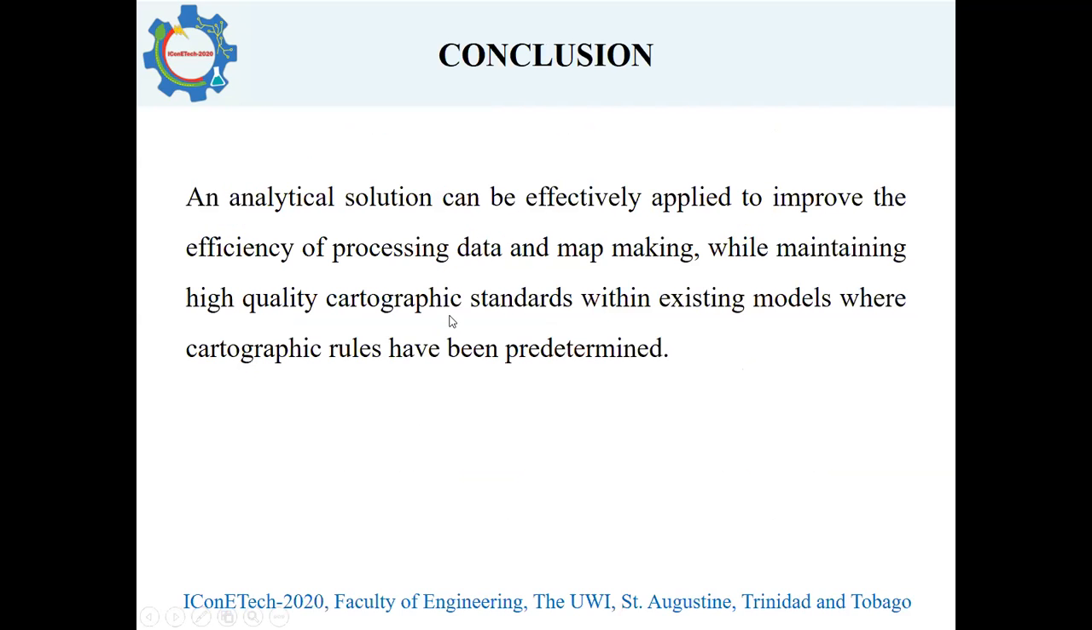Right. In conclusion, the analytical solution was found to be effective, right, and it improved the overall processes of the data and the map making system. It was still able to maintain the high quality cartographic standards that were required. And this was done basically because we already had the cartographic rules established in the existing system.